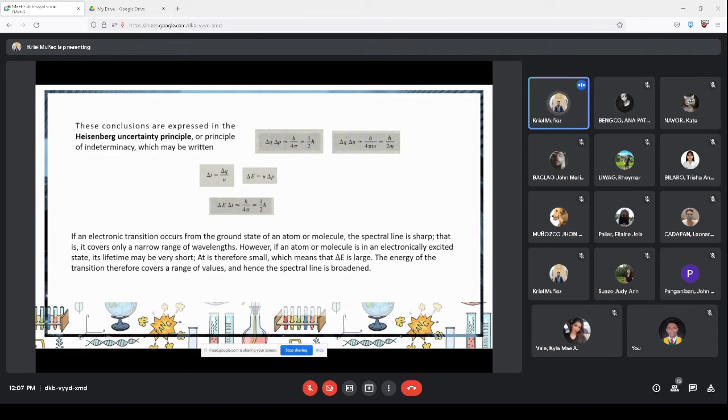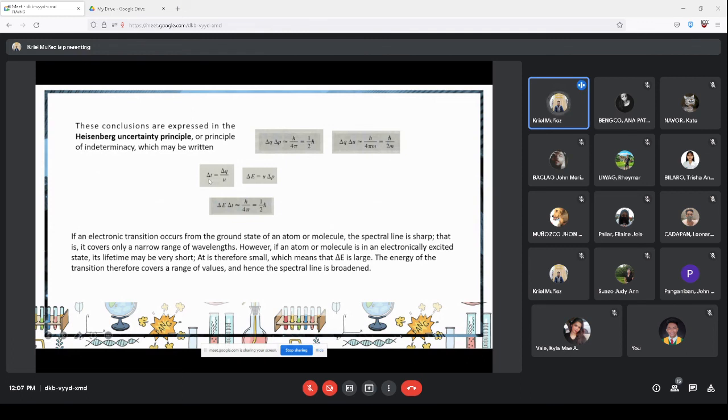Pwede din natin, class, tingnan kung ayaw mong momentum, gusto mong makita yung uncertainty sa position with respect to the uncertainty in the velocity, for example, pwede naman. But this time, syempre, kailangan natin i-convert yung U with respect to the momentum. So that would give us h over 4 pi times mass, or h bar over 2 times mass. Okay?